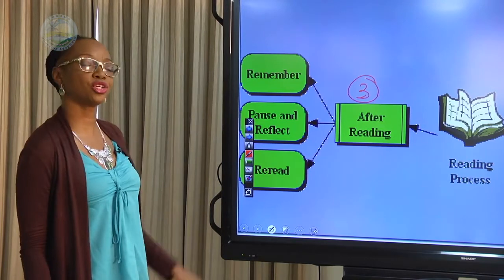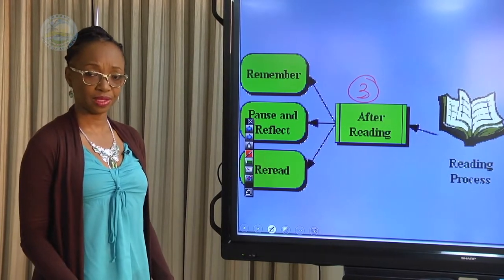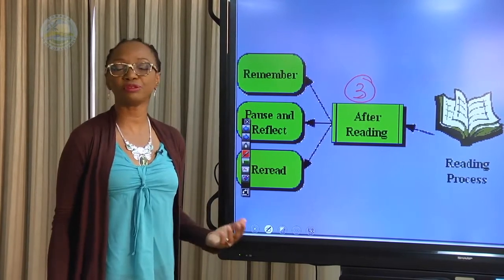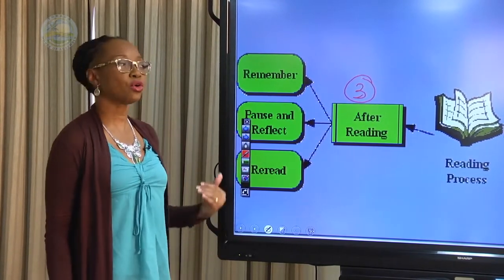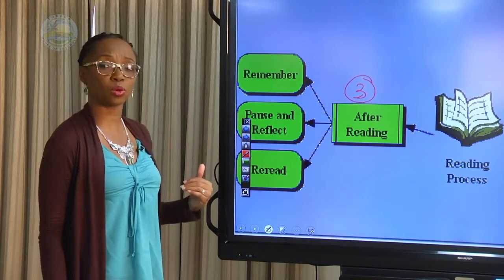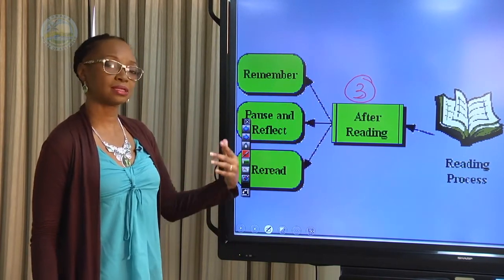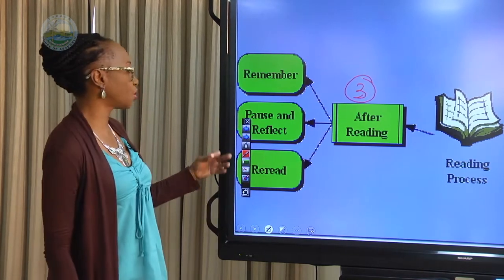And the third and final step of our reading process is what you do after reading. You want to make sure that you remember what was read. If you've read something and you forgot it, then it would have been as if you didn't read it at all. So if you're finding it difficult to remember what you read, you need to go back to the beginning of your process and prepare, make notes as you go along.